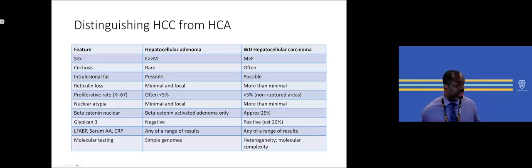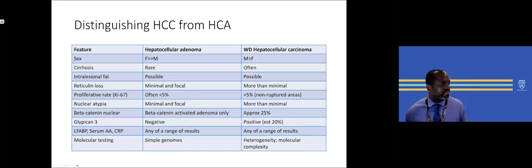And a nuclear tip that's severe or more than focal, meaning I can find it in more than one microscopic field, would support the interpretation of a well-differentiated hepatocellular carcinoma. Nuclear accumulation of beta-catenin can be seen in beta-catenin activated adenomas, but it also is a feature of about 25% of hepatocellular carcinomas.